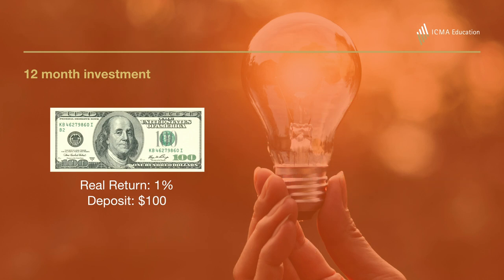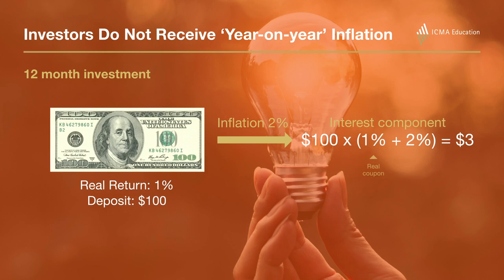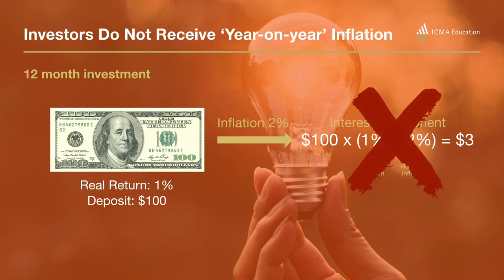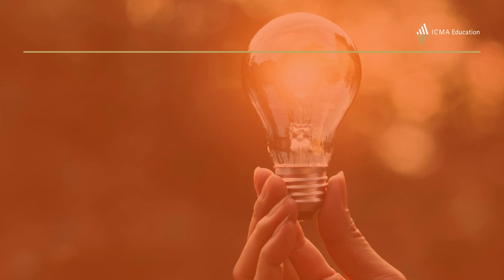A very common misconception is that the buyer of an inflation-linked bond receives the fixed real coupon plus so-called year-on-year inflation. In the previous example, this would suggest that the investor would receive a cash flow of 3%, the real coupon of 1% plus realized inflation of 2%. This is wrong. If you think about it, an item that costs $1 today, but $3 in 12 months' time, means that prices have increased by 200%. However, this is not correct, as they've only increased by 2%. What cost you $1 today will cost you $1.02 in 12 months' time.